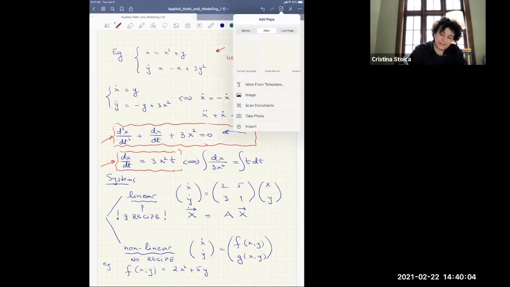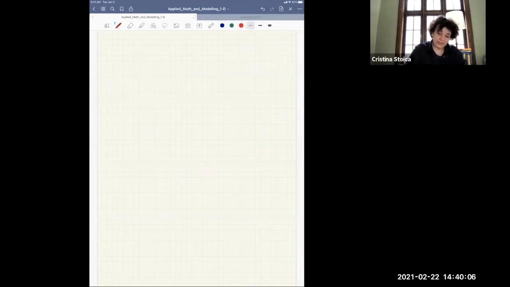So this being said, let's start our journey for the next 2 weeks. First of all, we always say that it's good to study the simplest non-trivial case. So I'm going to start directly with linear 2x2 systems, linear and non-linear 2x2 systems.